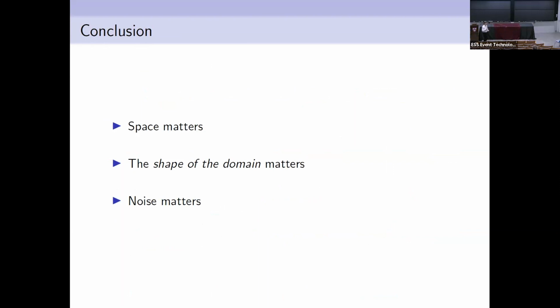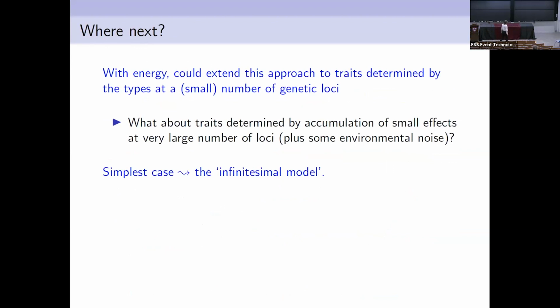The dimension of the space matters, so one dimension is not enough. So just because we can do differential equations in one dimension, it doesn't mean that's the end of the story. And the stochastic term, the noise, really matters. It really changes the behavior of the population. Okay, so where next? What would we do next? Well, with enough energy, you could extend this approach to traits determined by types at some small number of loci. This voting idea gives you representations of solutions to partial differential equations with polynomial nonlinearities of any order that you like. It becomes increasingly intractable to study, but there is now actually a literature developing from the PDE guys that's trying to do exactly that.